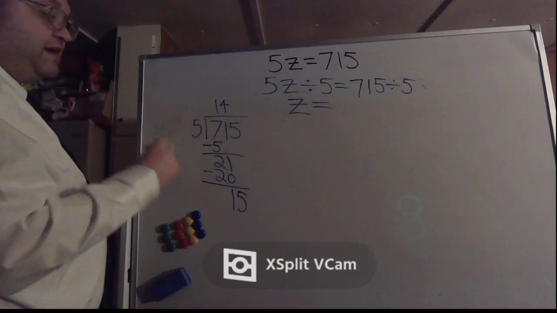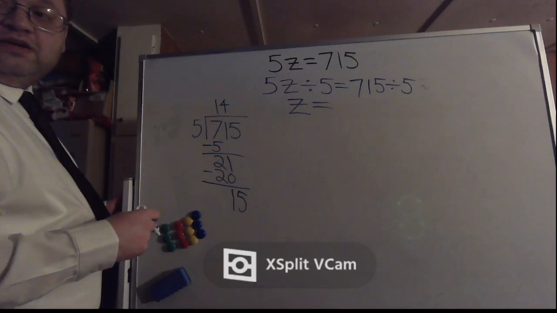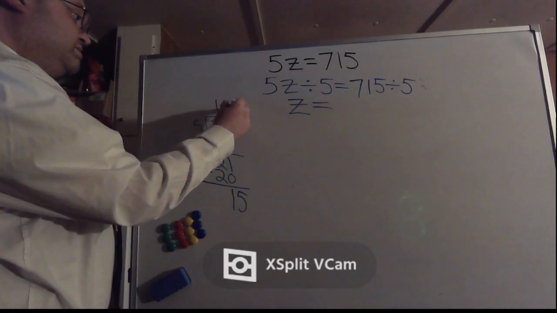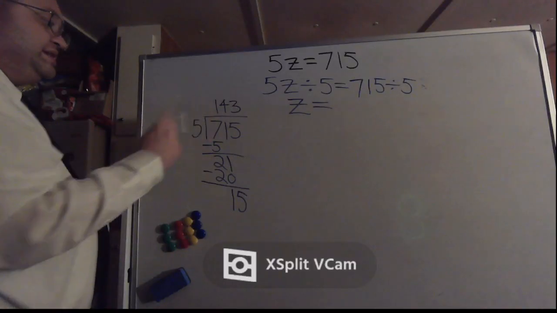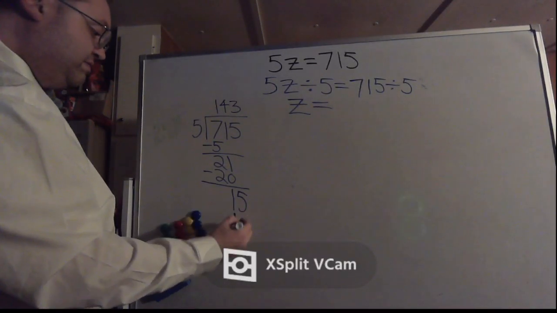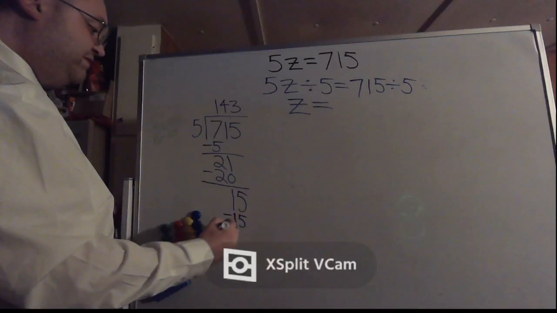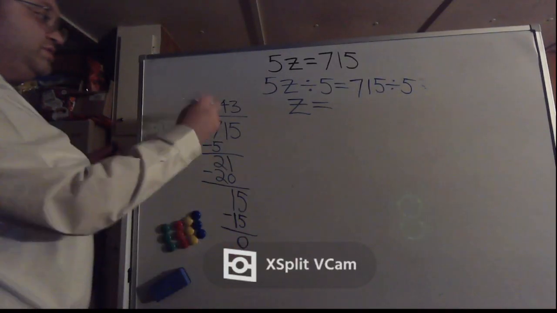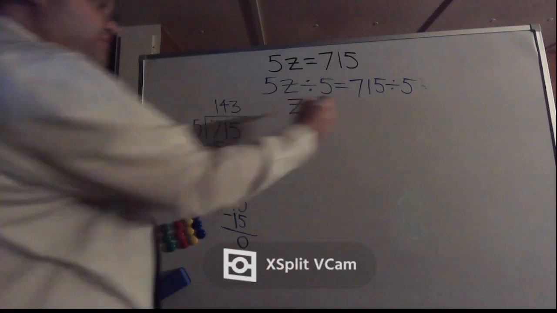So then you'll have, how many times does 5 go into 15? It goes in 3 times. So then we get 3 times 5 is 15. You'll subtract 15 from 15, you'll get 0, so your answer is going to be 143.